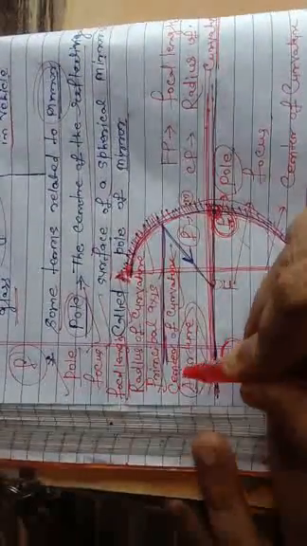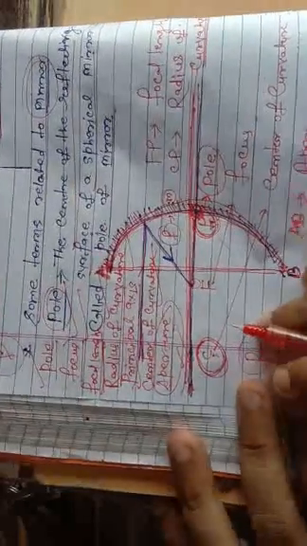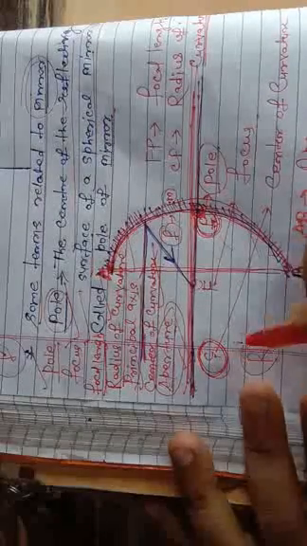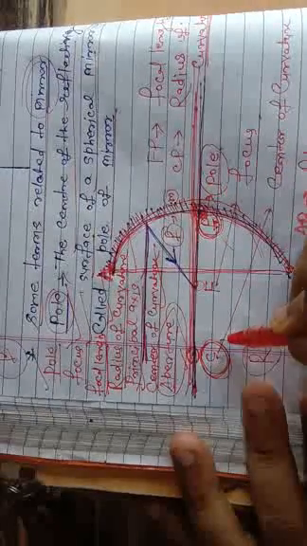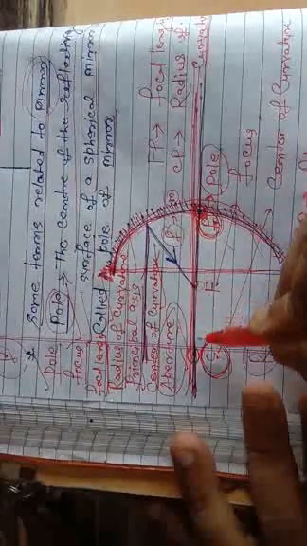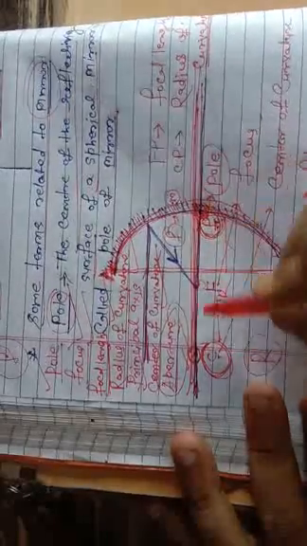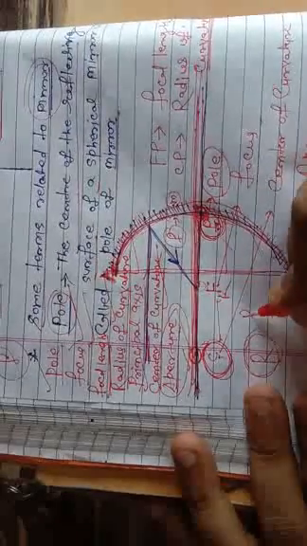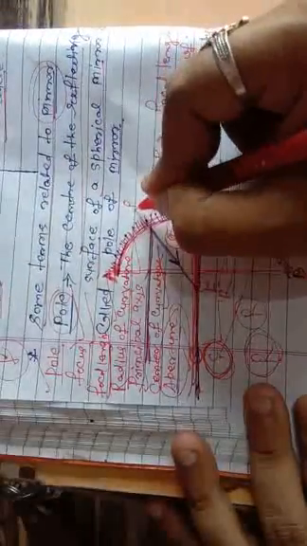Next we talk about the radius of curvature, which is denoted by capital R. What is the radius of curvature? This is the distance between the center of curvature and the pole of the mirror. From pole to center of curvature, this distance is known as the radius of curvature. It is symbolized as capital R. And the focal length is the distance between the focus and the pole of the mirror, which is denoted by small f.